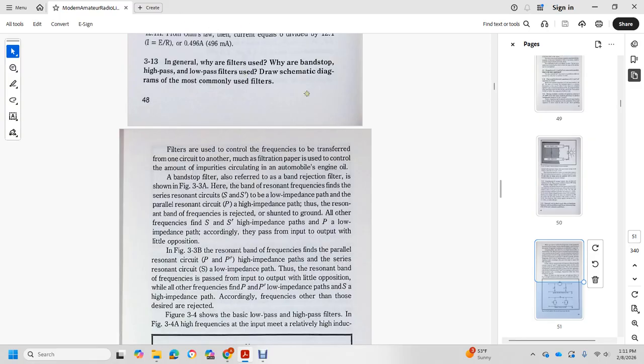Filters are used to control the transfer of frequencies from one circuit to another. Much of the filtration paper is used for controlling the amount of impurities in an automobile's engine. Band stop filters, also called band rejection filters, are shown in Figure 3.3, with the band resonant frequency.